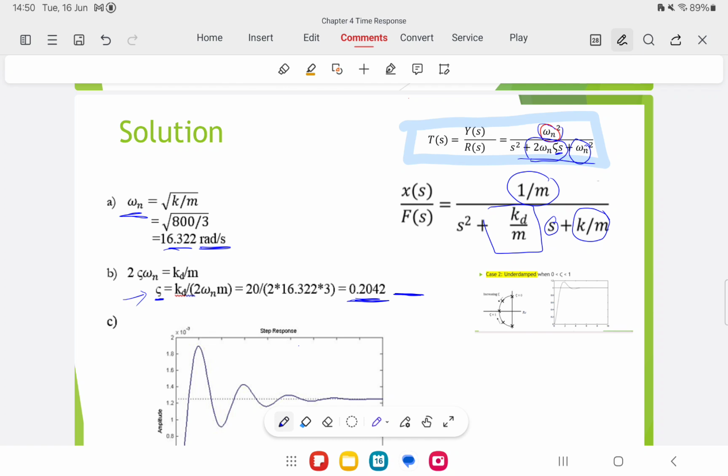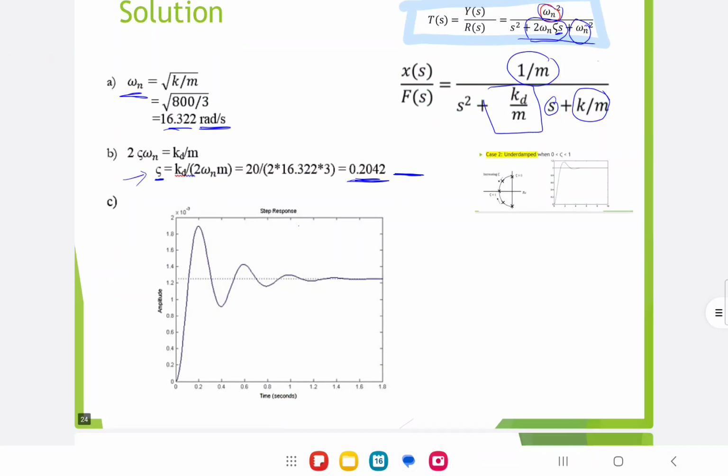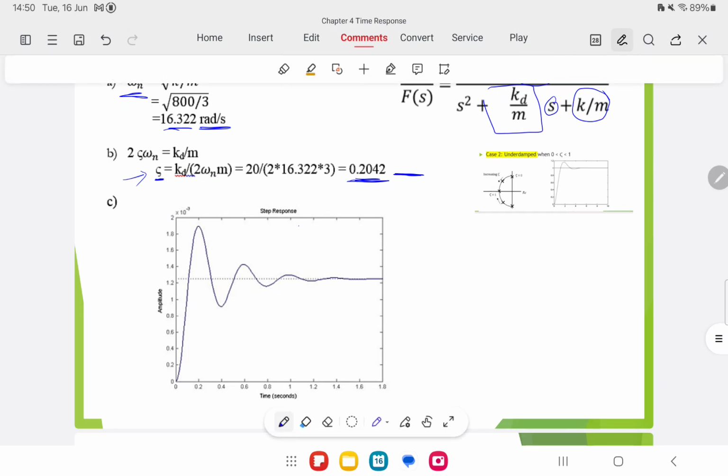So once dah dapat the value, soalan yang last kali dia suruh sketch. So just lukis je. Tapi kita tak tahu this value pun sebenarnya. So on this axis you tak perlu letak lah dia punya ni pun tak apa, as long as when we are looking at the graph, kita tahu this is case 1 or case 2, case 3, case 4. Mana satu.